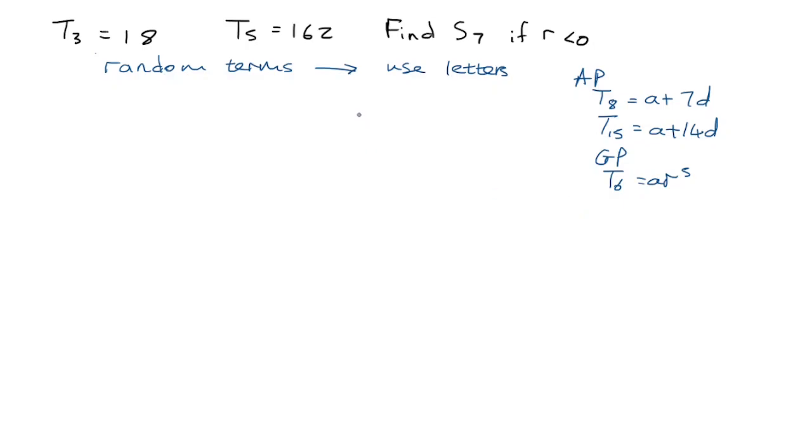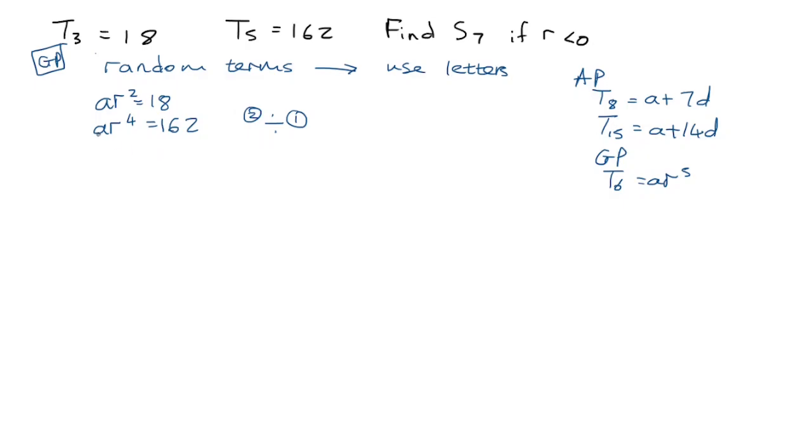And so coming back to the question, they've told us this is geometric. If this is geometric and I want term 3, I will say ar to the 2 is 18. If they tell me term 5, I'm immediately going to turn it into ar to the 4 is 162. And so you can either do substitution where you try to get a letter by itself, or in this case, I think it will be easier just to divide the one equation by the other.